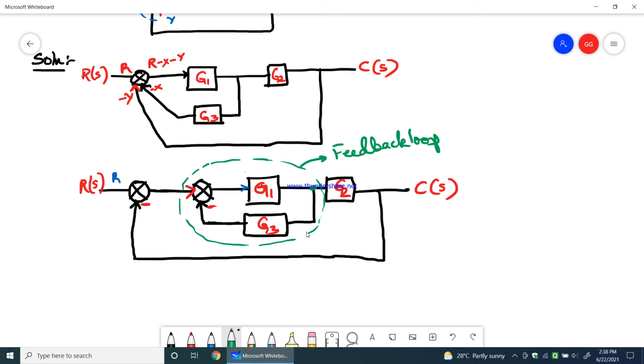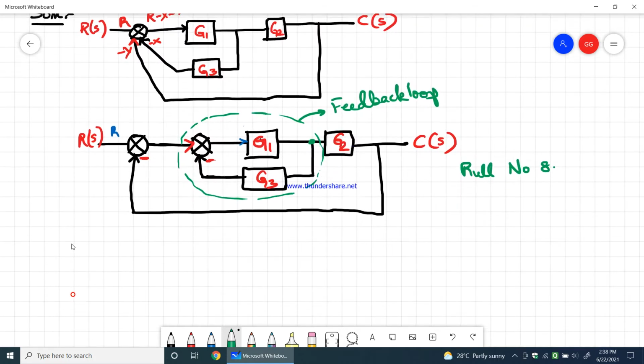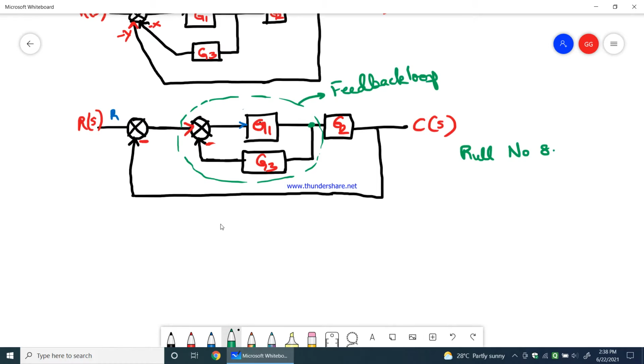So I think feedback loop, what is that? Rule number 8. You can completely convert this block to a single block where we use G divided by 1 plus GH. That is the formula, because it is negative here. So here in the place of H we can see G3 is there. In the place of G we have G1.